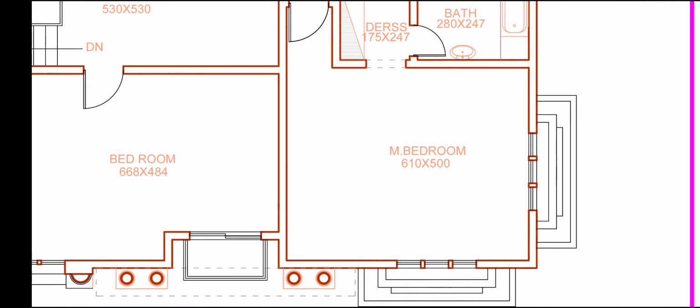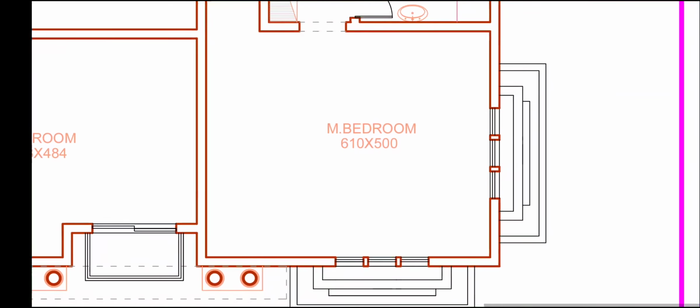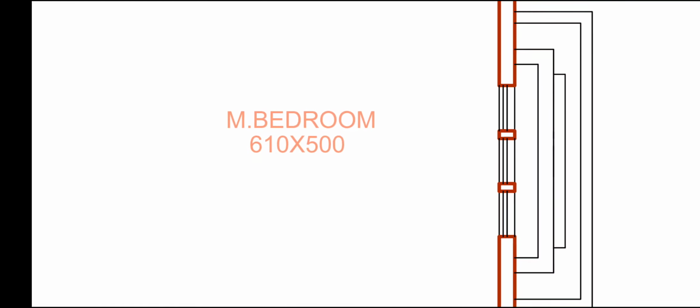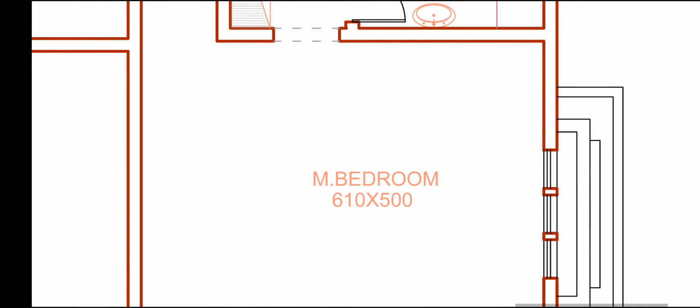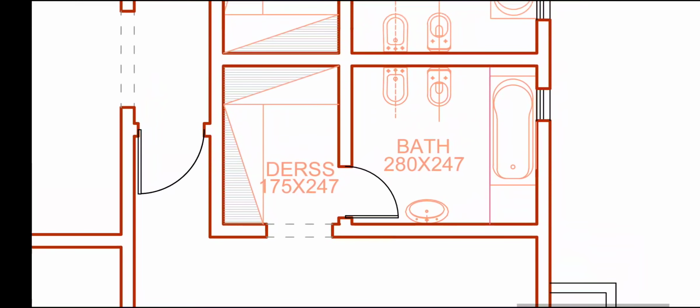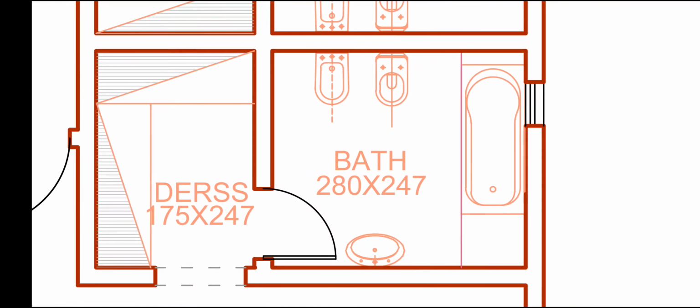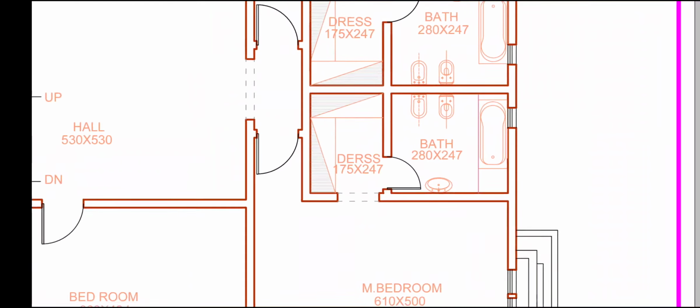This master bedroom 610 by 500, and this also window design, this side also window design. This dress room 175 by 274, 247, and this bathroom 280 by 247.